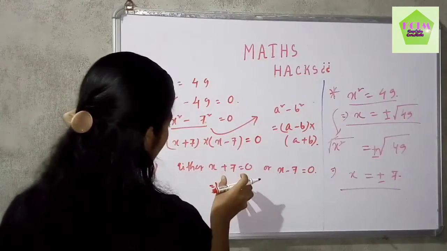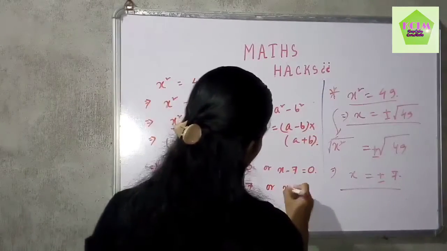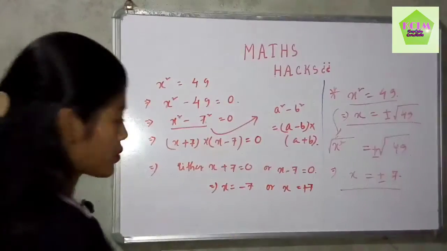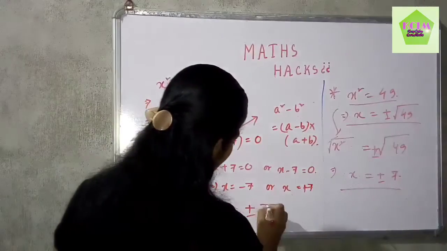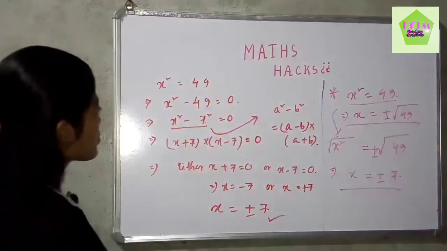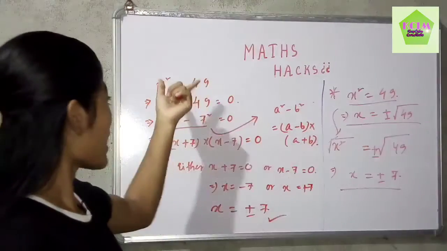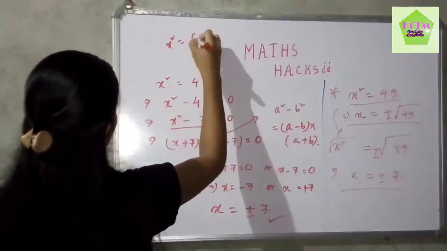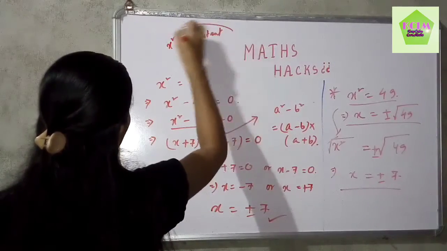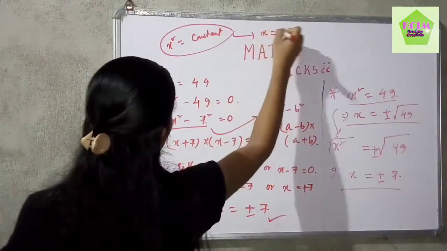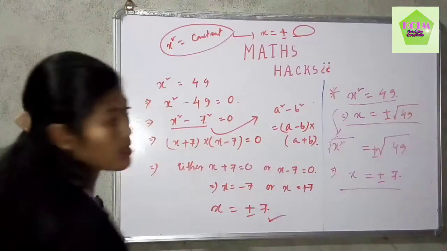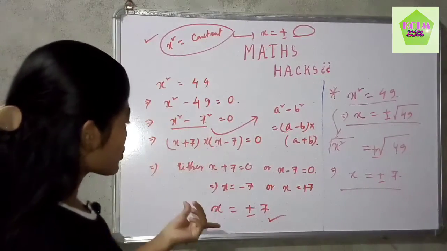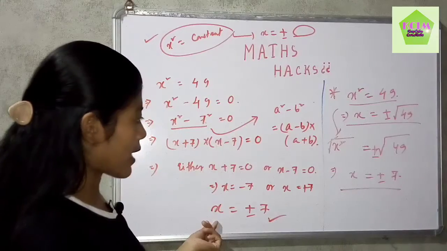Now x plus 7 equals 0 gives x equal to minus 7, and x minus 7 equals 0 gives x equal to plus 7. Here you go. x will be equal to plus or minus 7, right? So whenever we are given that x square equals 49, or suppose x square equals some constant, then the value of x will be plus or minus some result, right?